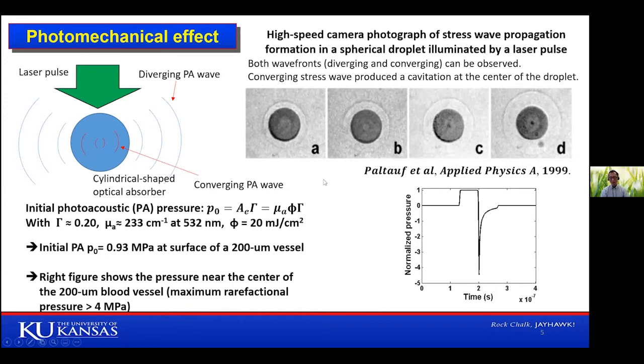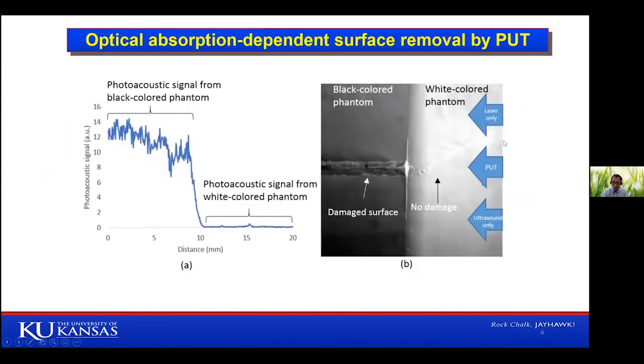Here I also went into the literature and found a very interesting high-speed camera picture, taken by Paltauf in 1999. This is a water droplet as they shine light on it. Because it's a high-speed camera, it's very nice. You can see the photoacoustic wavefront produced in this water droplet. Outside, there's a diverging wave, and inside you can somewhat see the converging wave. When the wave converges at the middle of this droplet, you see a black spot, which in this case is a bubble. It forms a bubble cavitation there.